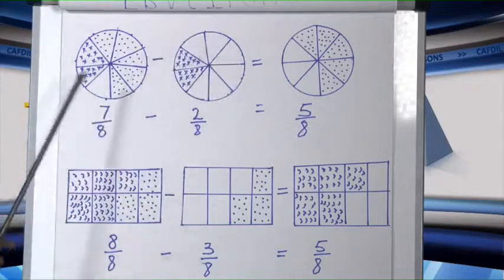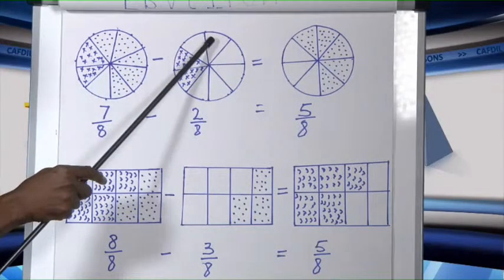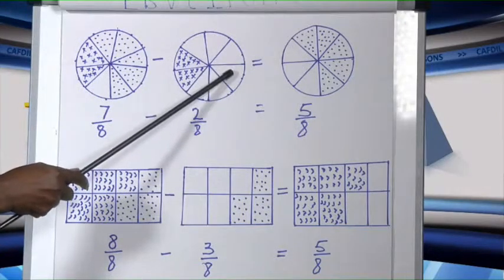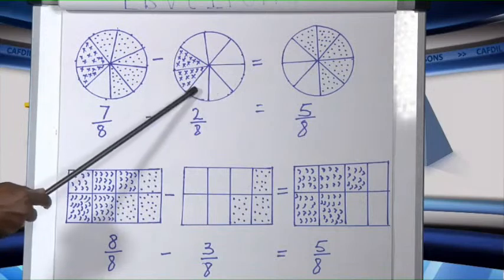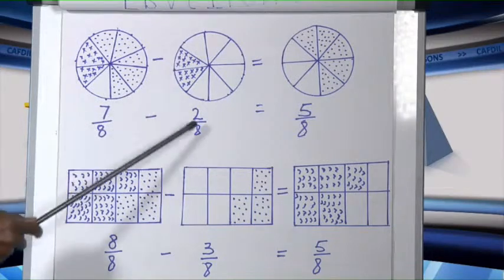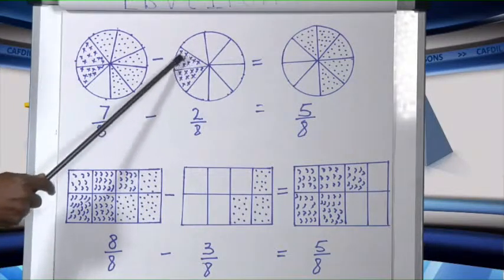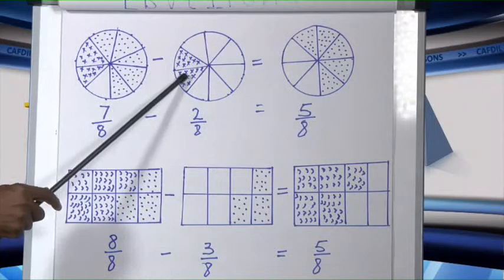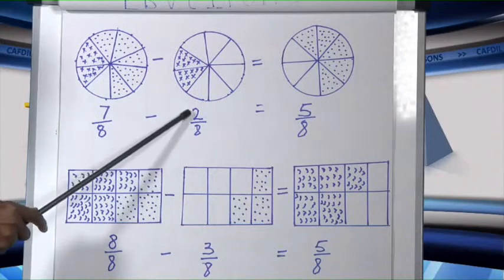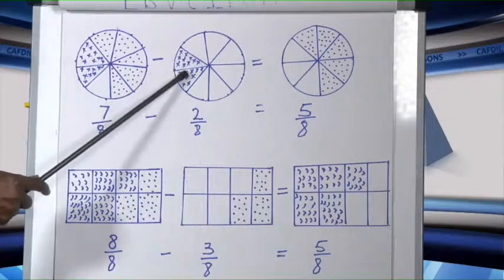Look at this circle. How many parts in all? Let's count. 1, 2, 3, 4, 5, 6, 7, 8. What do we call it? The denominator. How many parts have been shaded? Count. 1, 2. The number of parts shaded. And what do we call it? The numerator. And so, look at this type of shading.